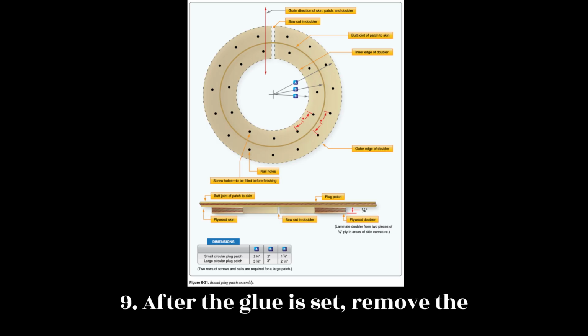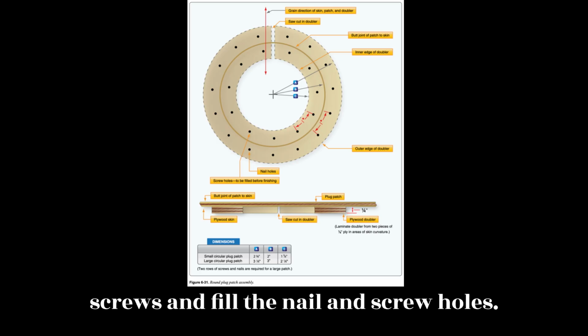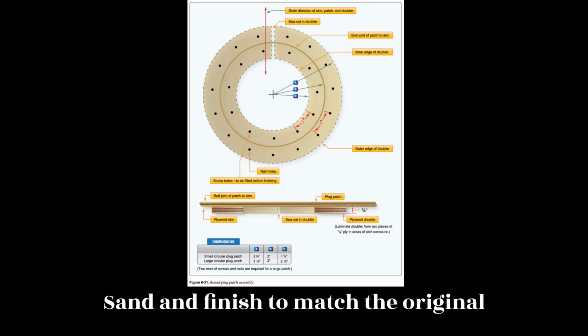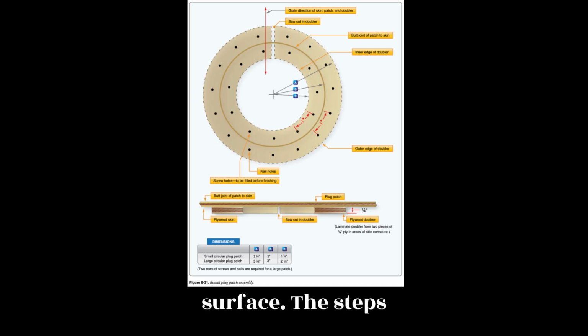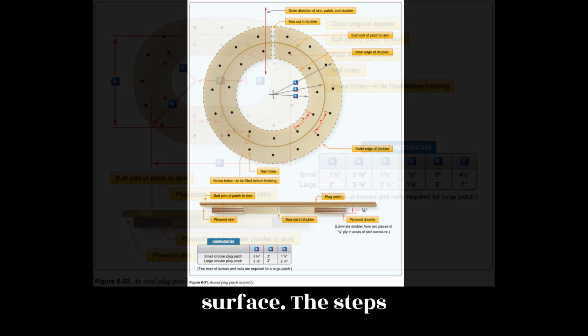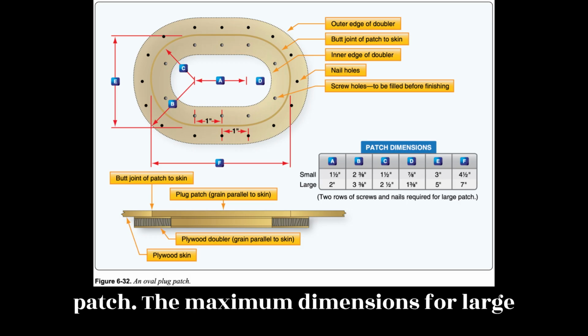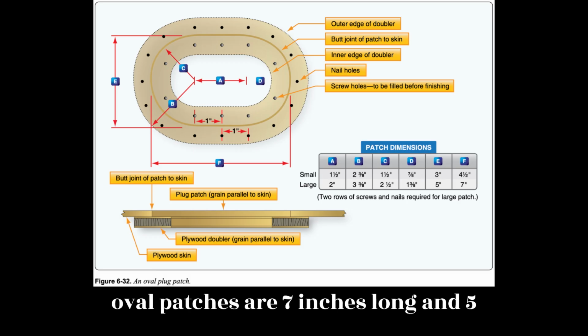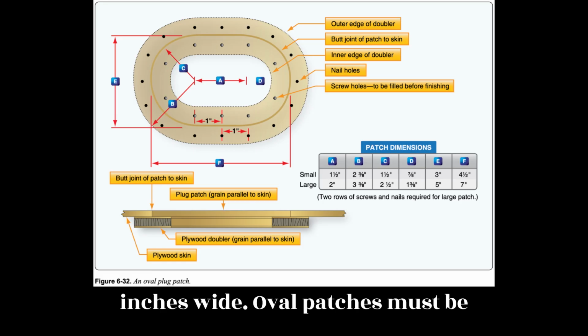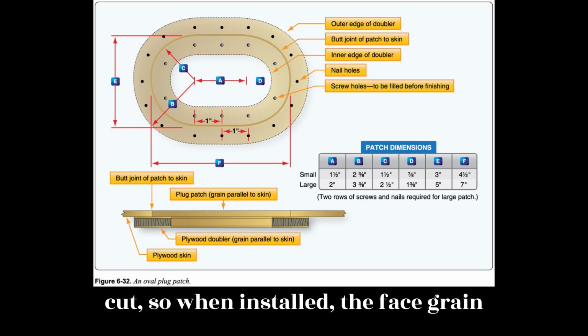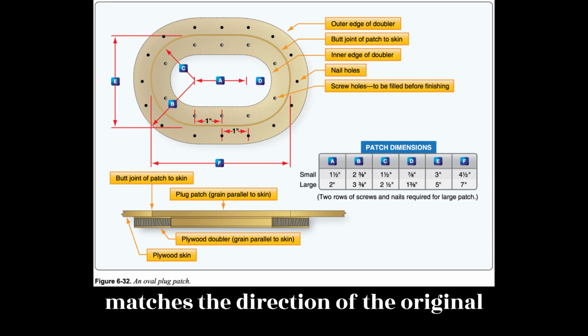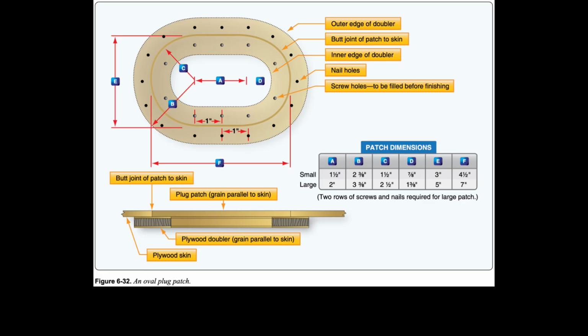9. After the glue is set, remove the screws and fill the nail and screw holes. Sand and finish to match the original surface. The steps for making an oval plug patch are identical to those for making the round patch. The maximum dimensions for large oval patches are 7 inches long and 5 inches wide. Oval patches must be cut, so when installed, the face grain matches the direction of the original surface.